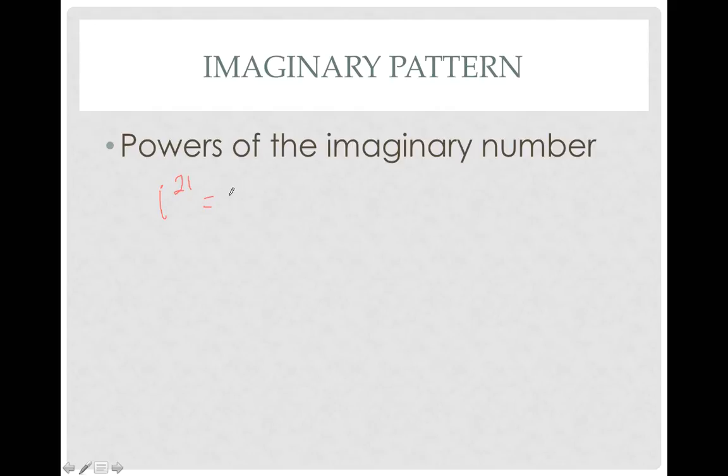Well, I know that this is i to the 4th times i to the 4th, if you want to go this far. I know that there's 5 groups of 4 inside this 21. And each one of those groups of 4 is a 1. And you're left with a single i left over, and therefore the answer is i. So i to the 21st power is i, because every 4th power goes back to a 1.